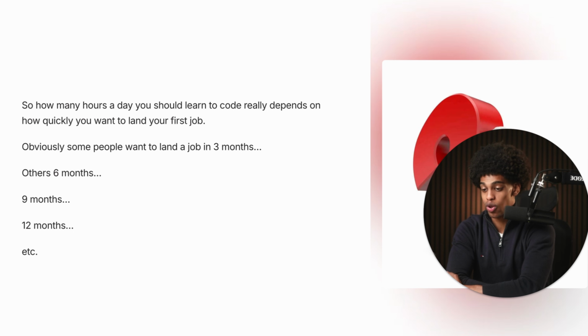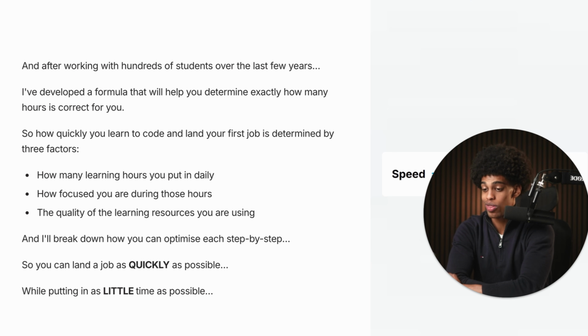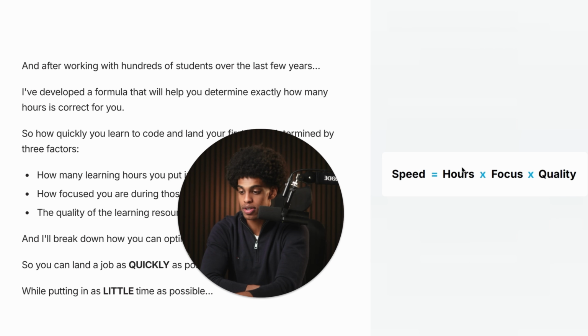So how many hours a day you should learn how to code really depends on how quickly you want to land a job. Obviously, some people want to land a job in 3 months, others 6 months, 9 months, 12 months, etc. And after working with hundreds of students over the last few years, I've developed a formula that will help you determine exactly how many hours is correct for you. And that formula can be seen on the right of the screen or video here.